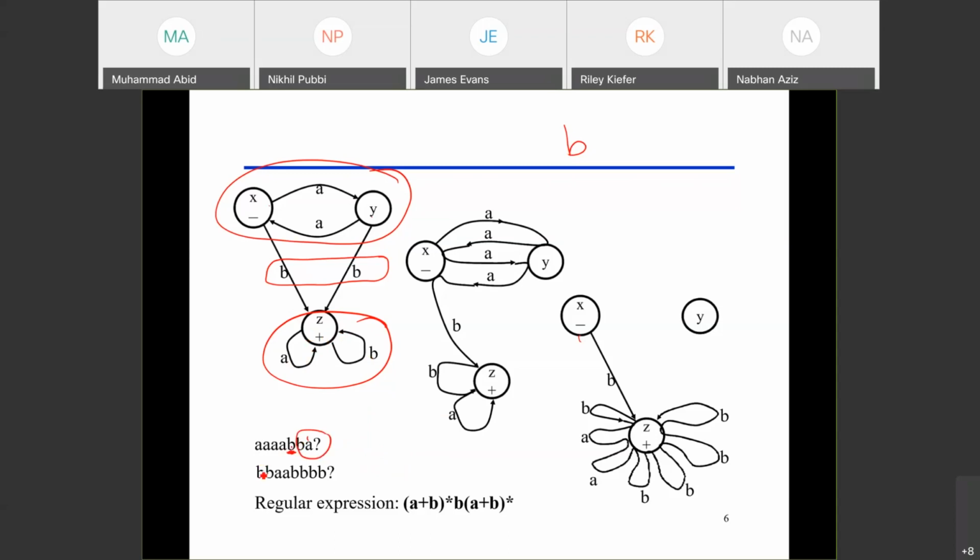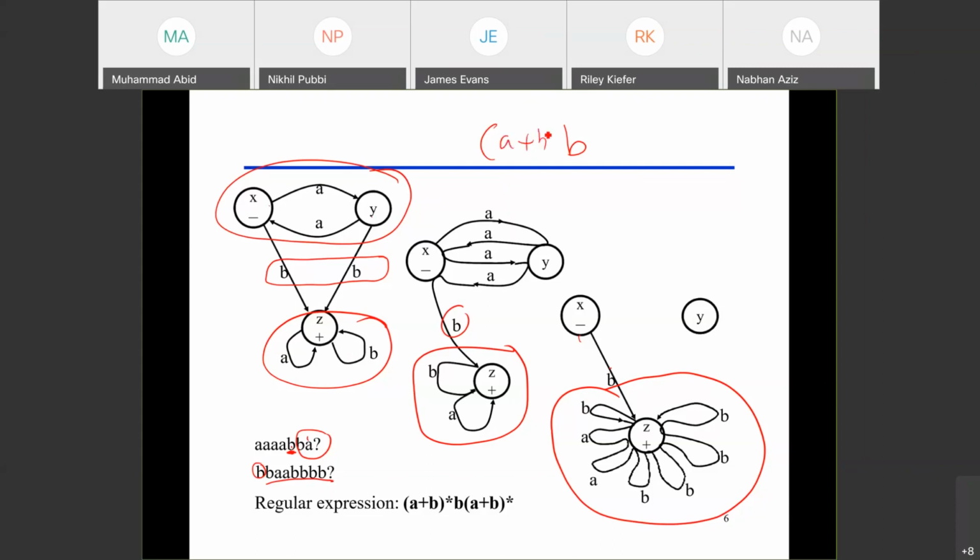Once you encounter this B, look at this one, 1B, everything will be in the Z state. Whenever you encounter B, you are in this state, so you will never go out. It means that if you have one B in your word, that gives you a guarantee that the word will be accepted by this machine. You do not care what is coming before that and what is coming after that.